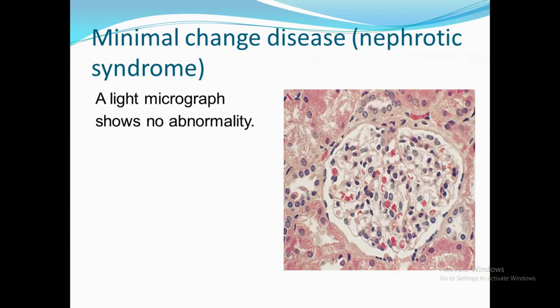Let's start with nephrotic syndrome. This is minimal change disease. It is exactly the same as the normal glomerulus. There is normal size, normal cellularity, no change can be seen by light microscope. Confirming that this is light microscope, the patient has nephrotic syndrome but the glomeruli are normal, so this is minimal change disease. The size is normal, the cellularity also normal.